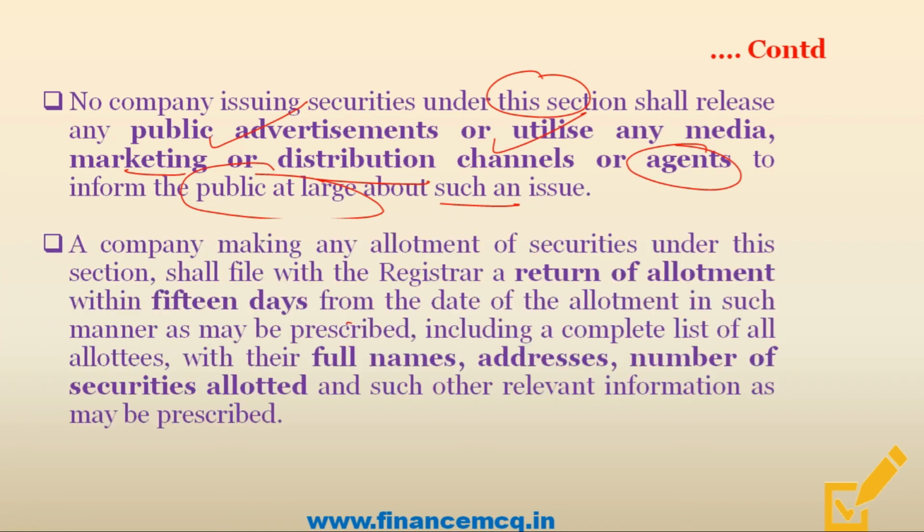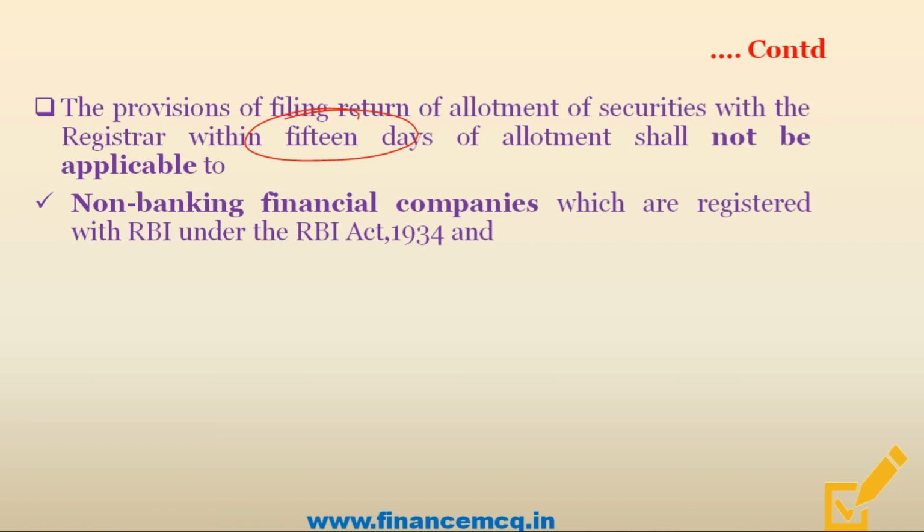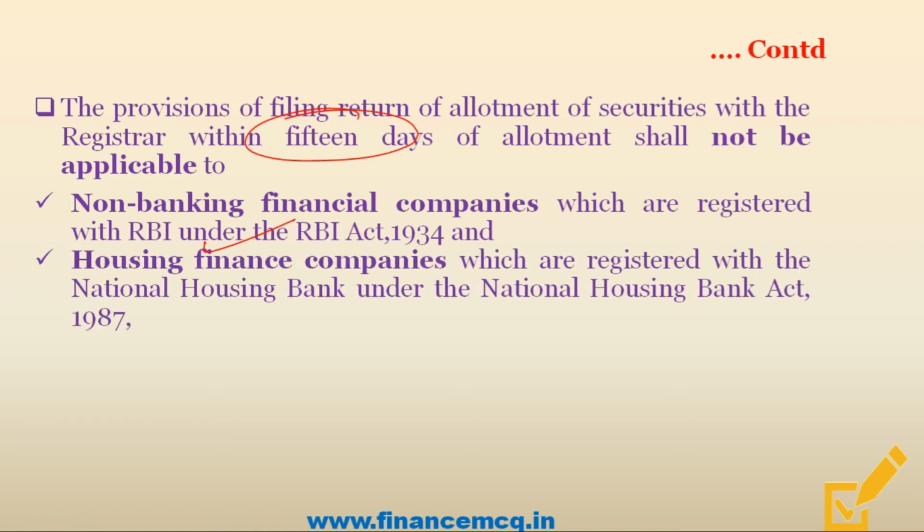Moving on, friends, the company making an allotment of securities under this section shall file with the registrar a return of allotment within 15 days from the date of allotment in such a manner as may be prescribed, including the complete list of all the allottees, their full names, addresses, number of securities offered, and such other relevant information as may be prescribed.